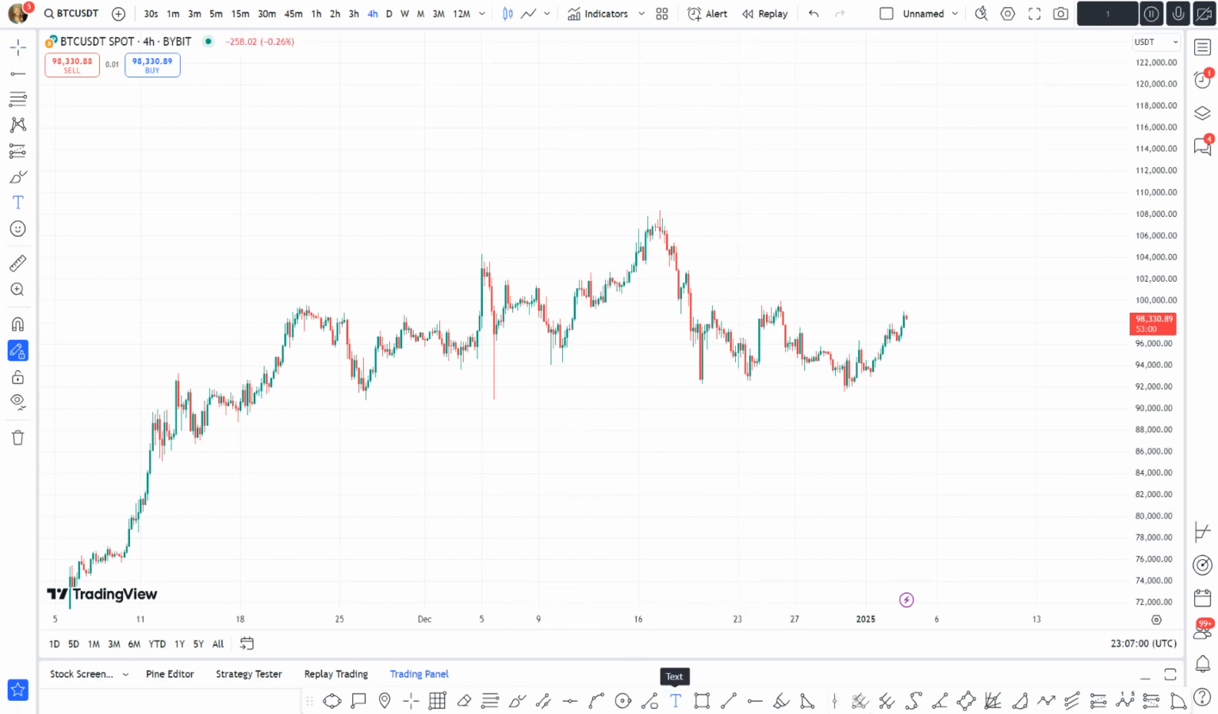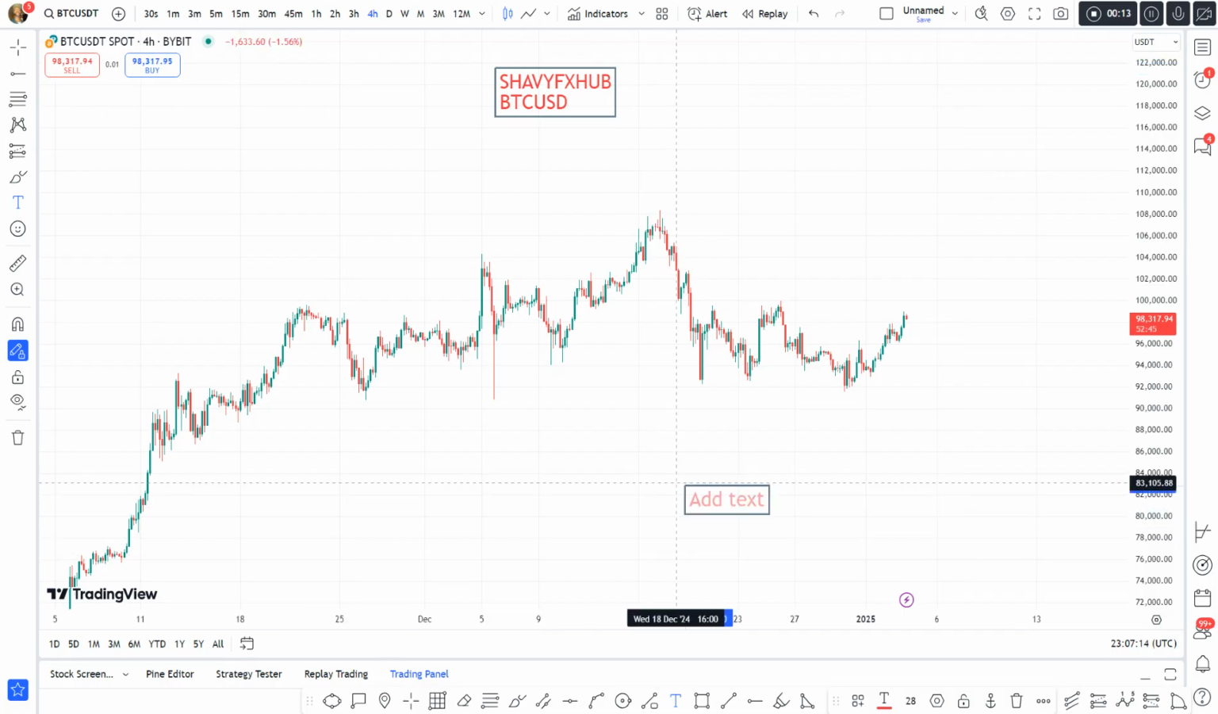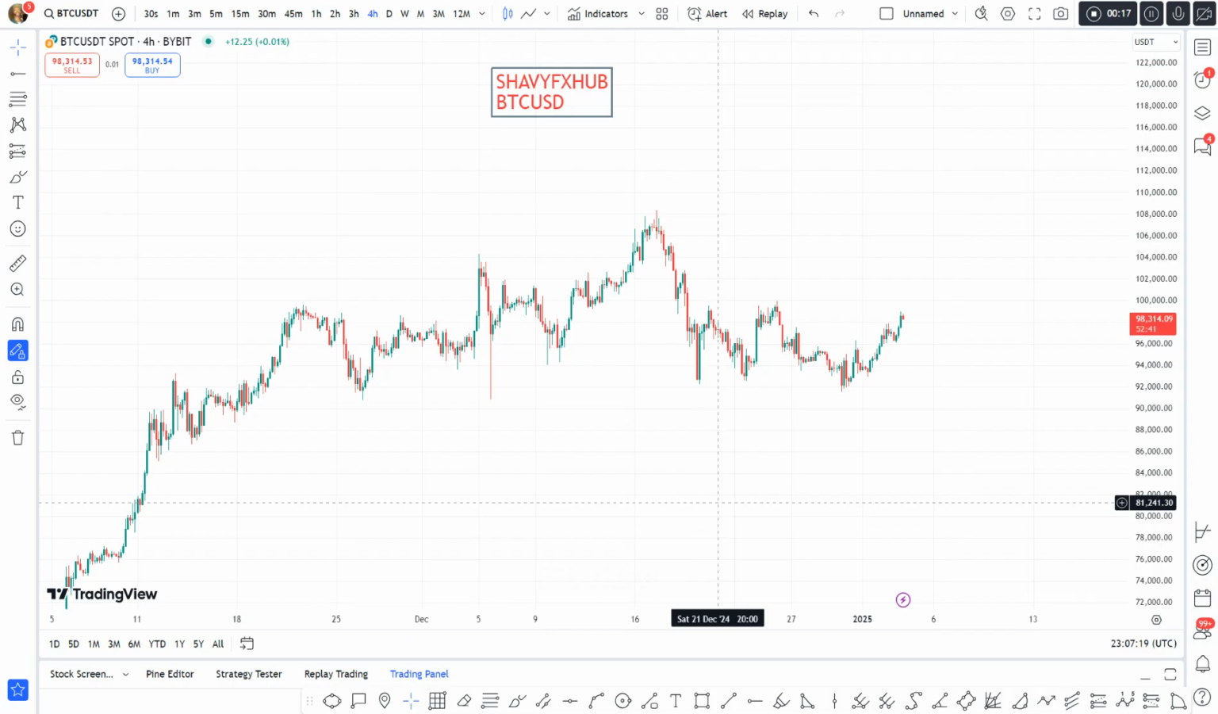Guys, so this is Sharp UFS Hub, BTC USD. For 4 hours, we're going to look at the price action and possibly see where the pair is heading to.